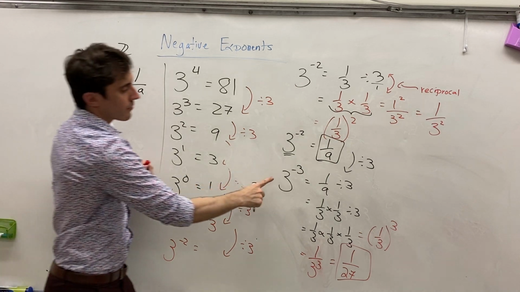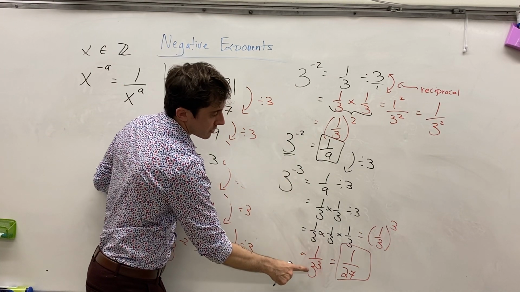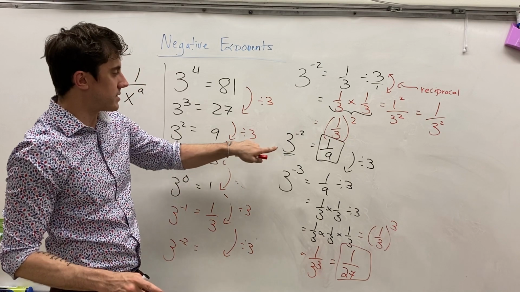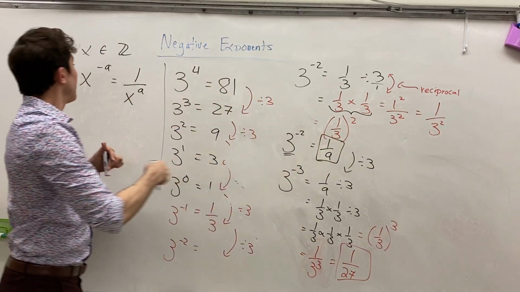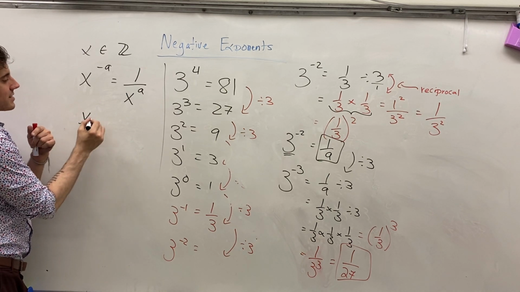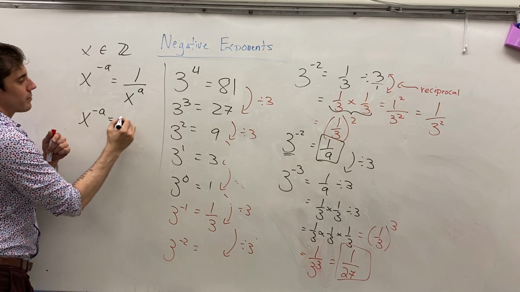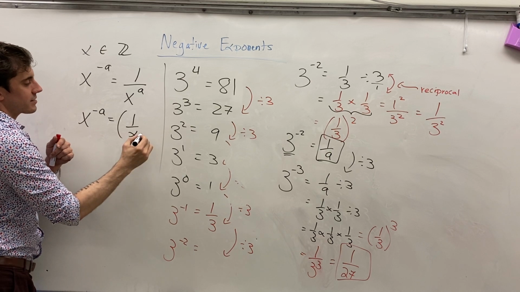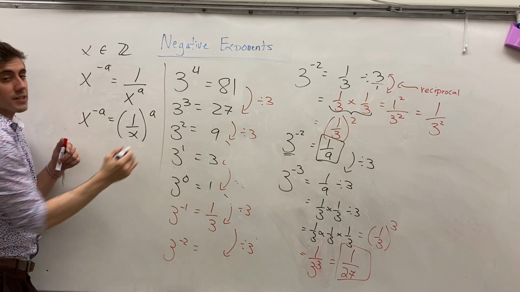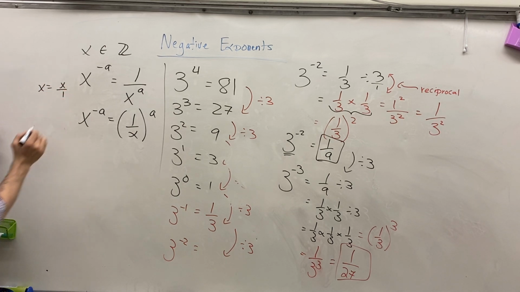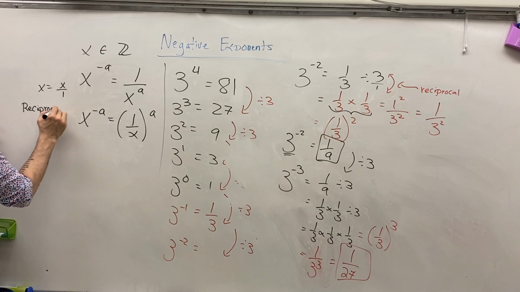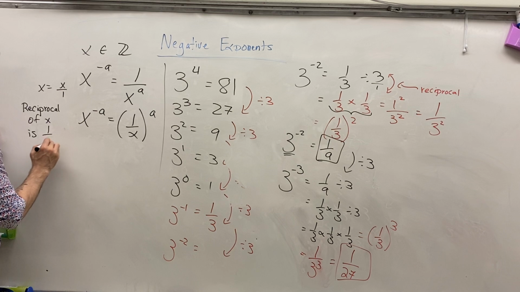Okay, so 3 to the power of negative 3 can be written as 1 over 3 to the power of positive 3. Likewise, 3 to the power of negative 2 can be written as 1 over 3 to the positive 2. Likewise, x to the negative a can also be written as 1 over x to the power of positive a. Because I'll remind you that x is the same thing as x over 1, and the reciprocal of x is 1 over x.